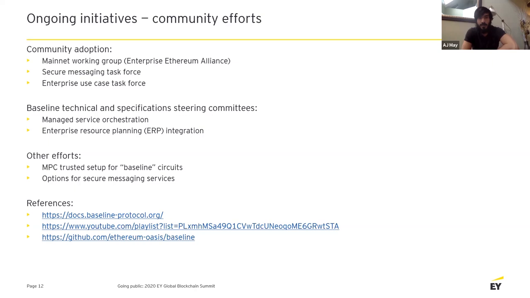Great. So I'm going to open up this question to both of you. This question is around adding new business processes. What does it take to add to baseline an additional business process that's not currently handled? Okay, I can take that.